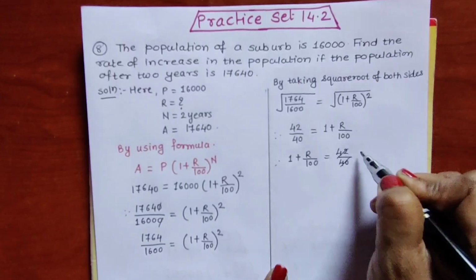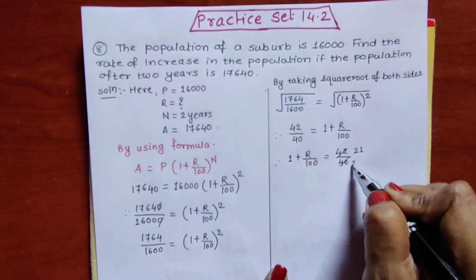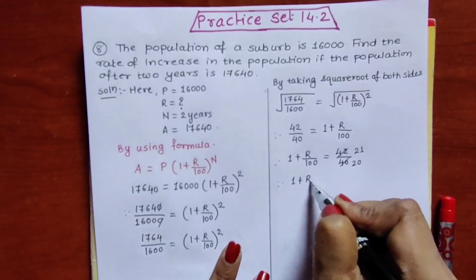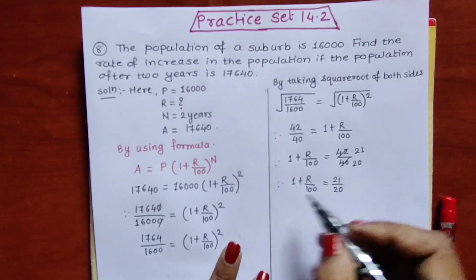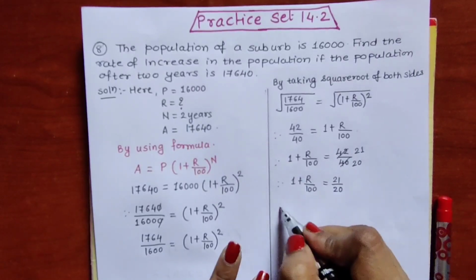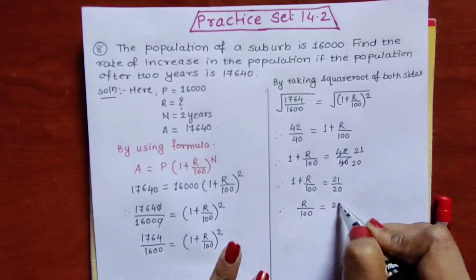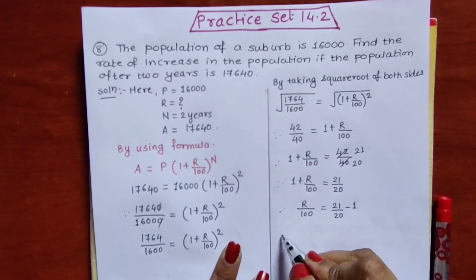See, we can cancel it by 2. 2 2s are 4, 2 1s are 2, 2 2s are 4, 2 zeros are 0. So we are getting 1 plus r upon 100 is equal to 21 upon 20. Now this plus 1 I am transferring on right hand side. R upon 100 as it is, we write 21 upon 20. Plus 1 transfer, it becomes minus 1.